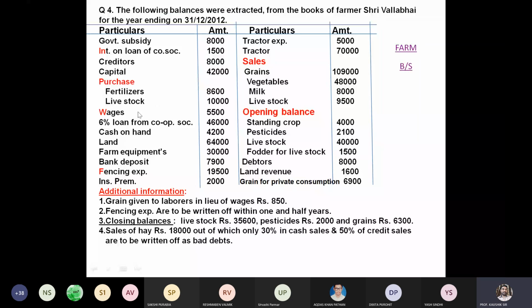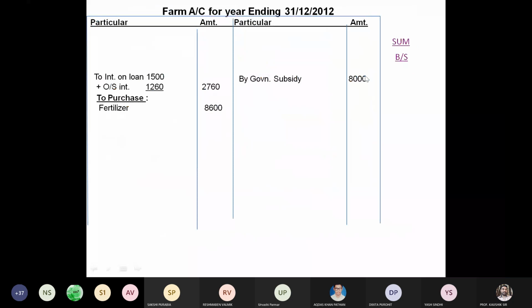Wages 5,500, adjustment also given for the wages. We will consider later on, but wages will be written on the debit side of the farm account, 5,500. Wages inner column 5,500.